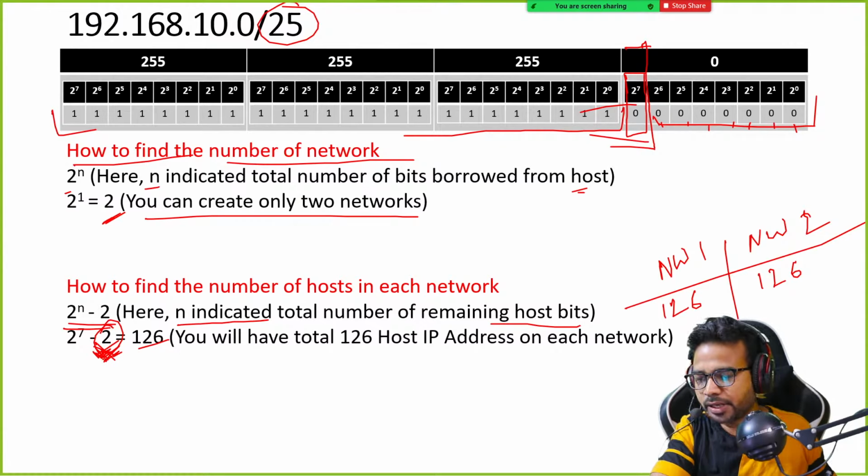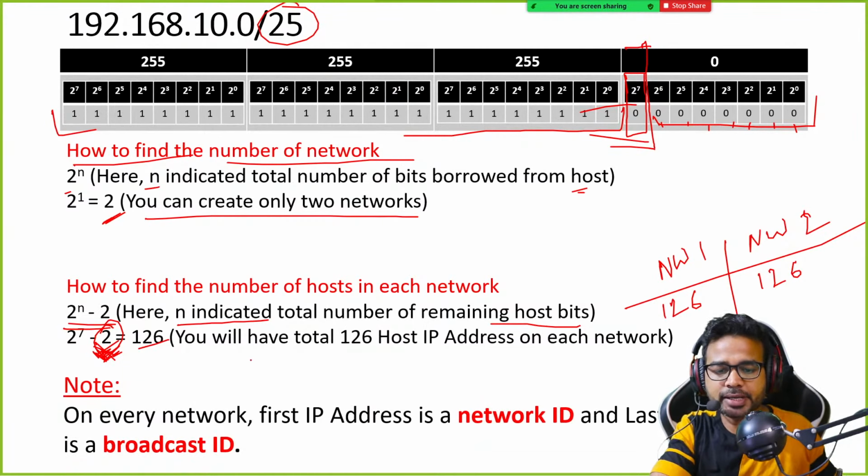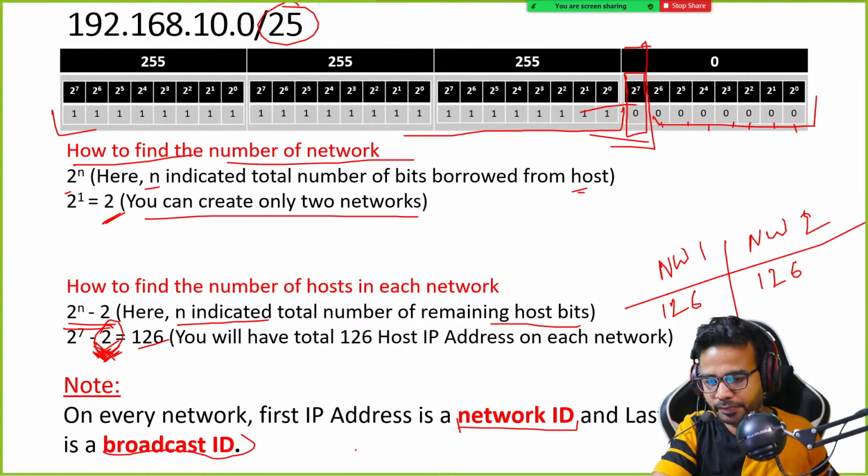One is network address and one for broadcast address. Very, very good. On each network, the first IP address is always reserved for the network ID and the last IP address is always reserved for the broadcast IP address. And these two IP addresses you cannot use in the network. On every network, two IP addresses you cannot use. Network ID is the first IP address and broadcast ID is going to be the last IP address.